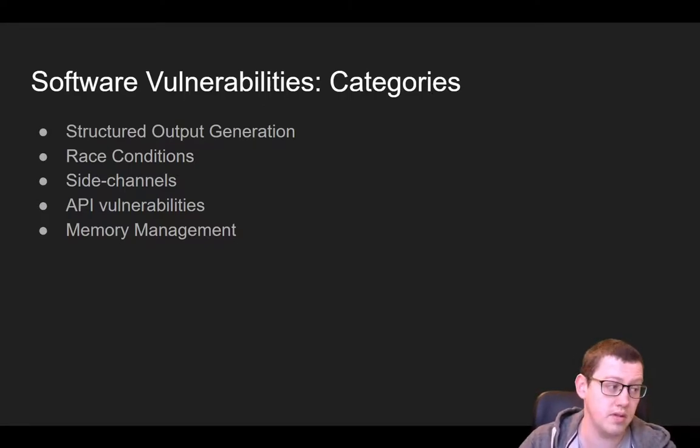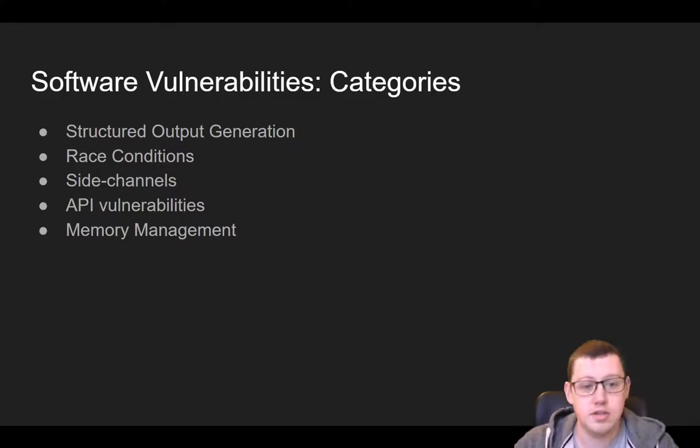Other examples of these vulnerabilities are things like XSS or command injection. Basically anything where we're putting data in that's then getting directly passed into another process without proper sanitization falls under this category. Now, race conditions. I'm just going to give a brief overview of all the categories here, and then we're going to dig into these in more detail in future videos and subsequent weeks.